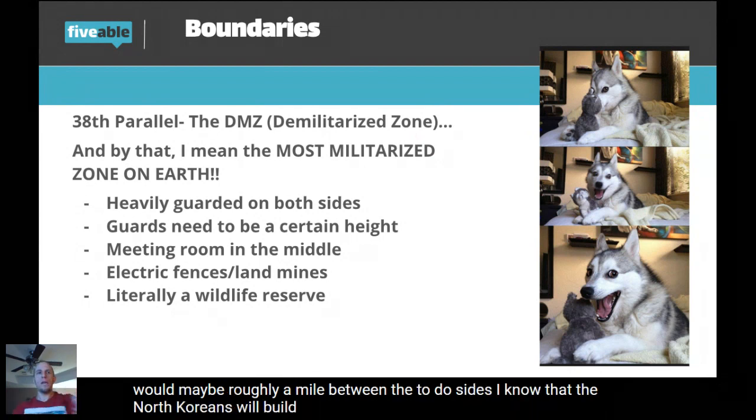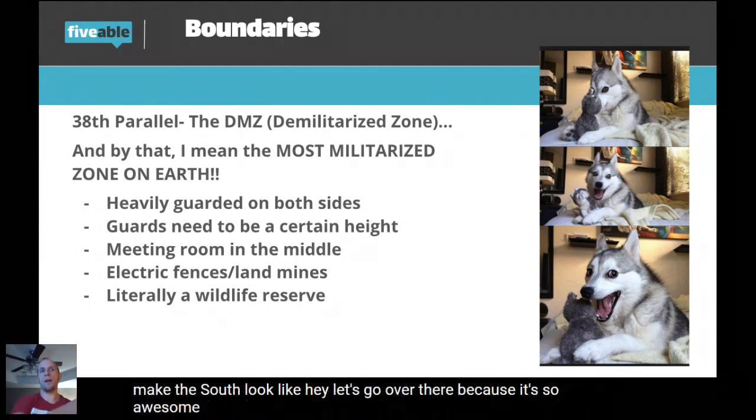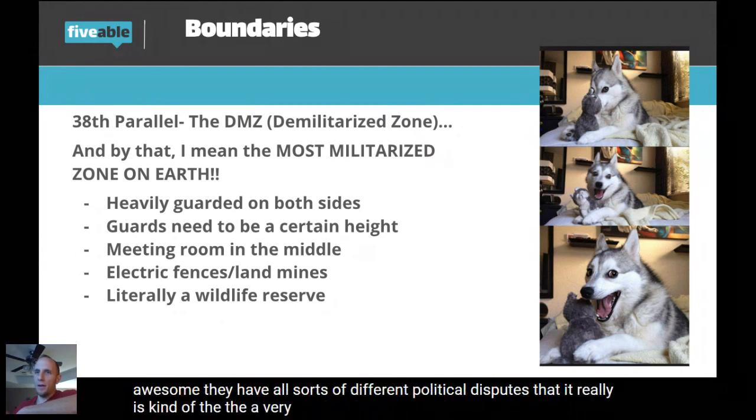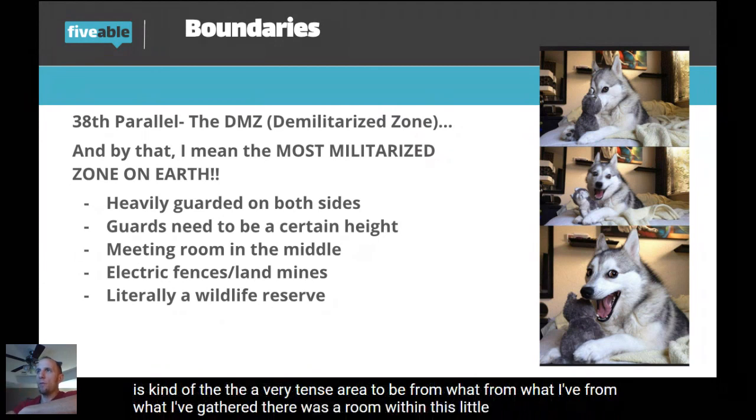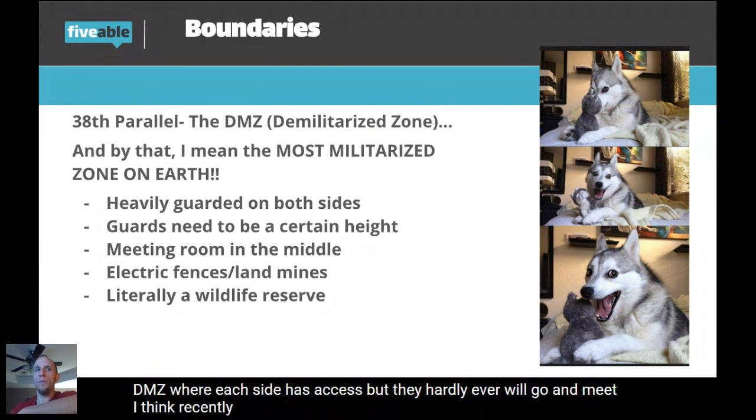I know the North Koreans will build elaborate cities on their end of the DMZ that make the South look like, hey, let's go over there because it's so awesome. They have all sorts of different political disputes, so it really is a very tense area from what I've gathered. There is a room within this area between the DMZ where each side has access, but they hardly ever go and meet. I think recently they have probably met there a few times more.